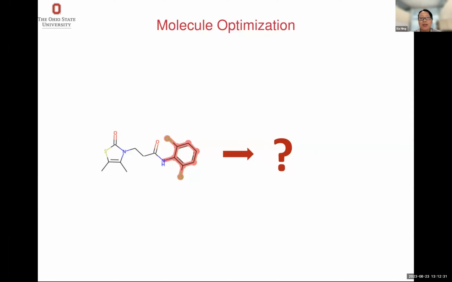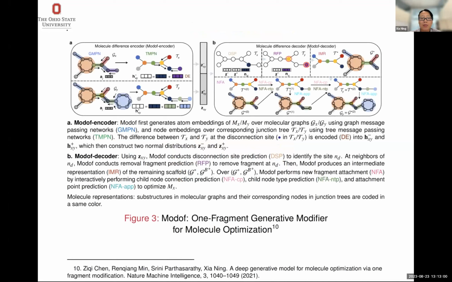As you may see, there can be a lot of computational issues here. For example, how to represent small molecule structures. In our case, these are molecular graph structures, 2D structures, small graphs, and how to learn from graphs and how to generate from the learned knowledge, or learned embeddings, of small molecules. These are all very important and also very interesting problems for research. Here we developed something called MODIF, a fragment generative algorithm for molecule optimization.